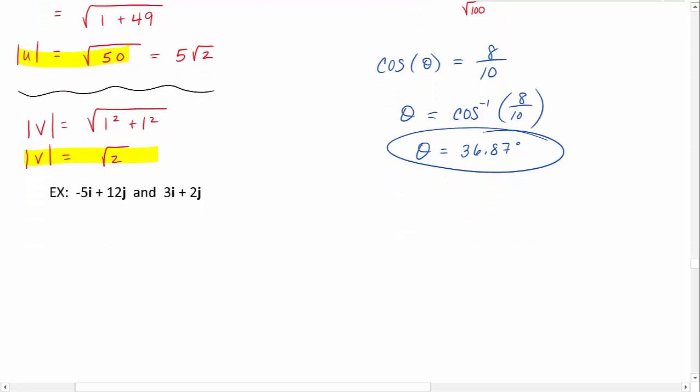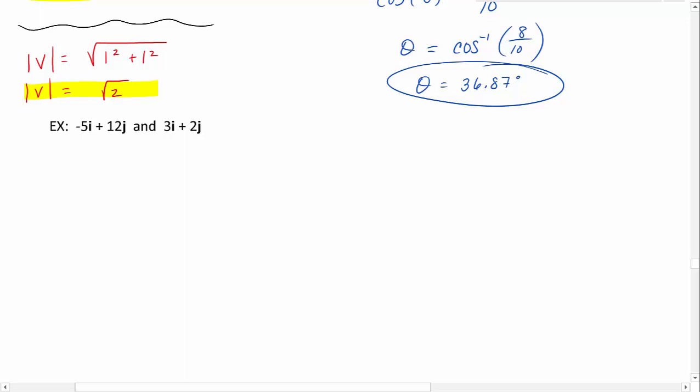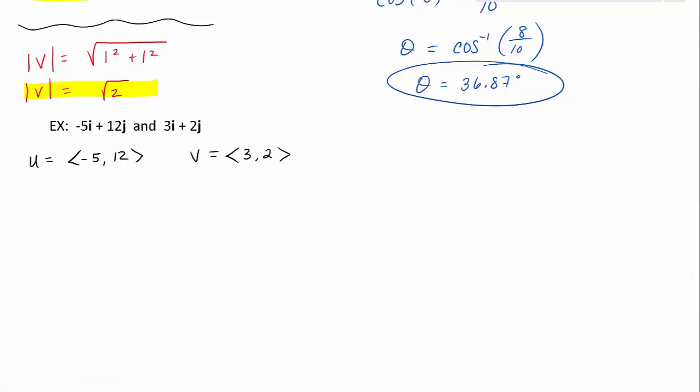Let's try another one. You'll notice in our next example, they gave us our vectors in ai plus bj form. So the first thing I would do is put it in angle brackets and label my vectors. We have u equal to <-5, 12> and v equal to <3, 2>. And just like in the previous example, we need to find three things first. We need to find the dot product between the two vectors, the magnitude of each vector, and then we'll plug it into our formula.